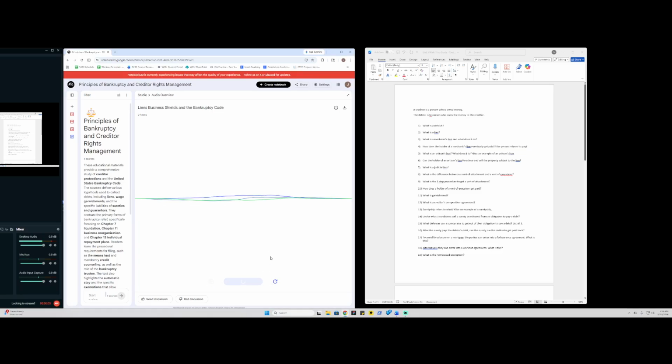So what is a default? Is a default when a debtor is unable to pay their debts? So it'll be default of their debt.